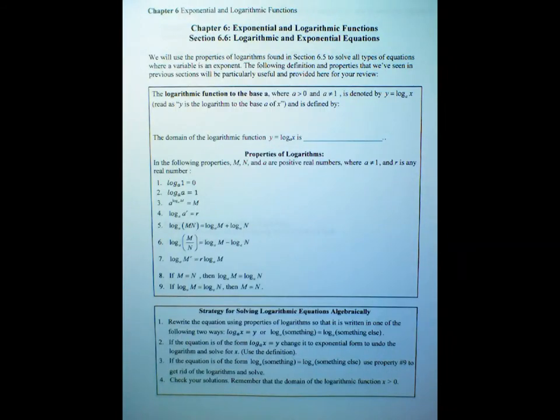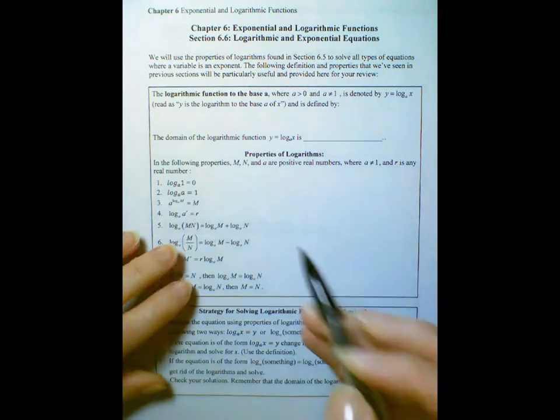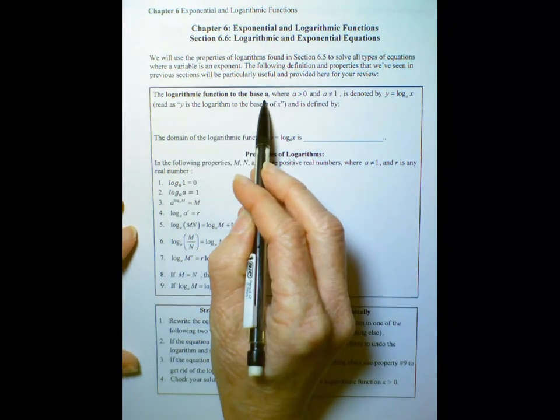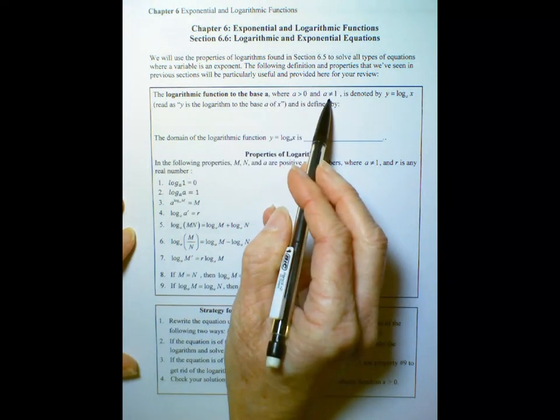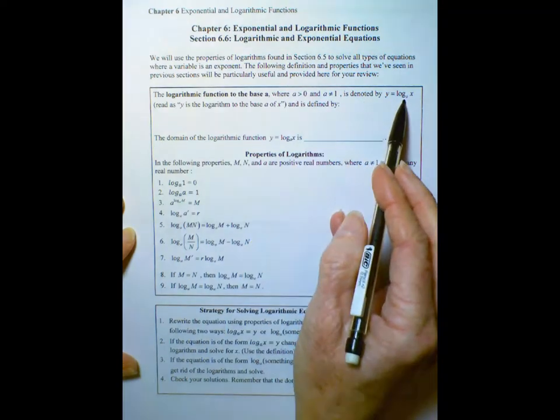In section 6.6, we'll now be solving logarithmic and exponential equations. We'll use the properties we found in section 6.5 to solve these equations, and we're going to be using the definition. So let's review the definition of the log that says the logarithmic function to the base a, where a is greater than 0, a is not equal to 1, denoted this way.